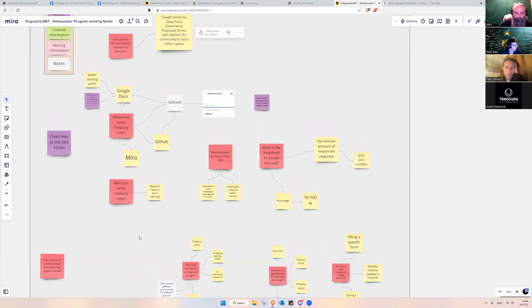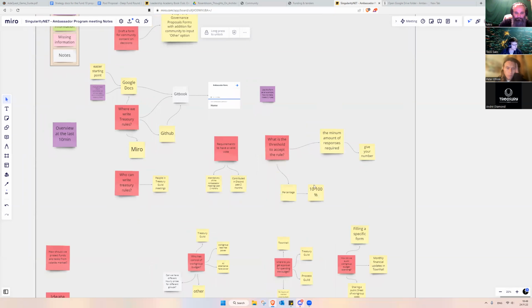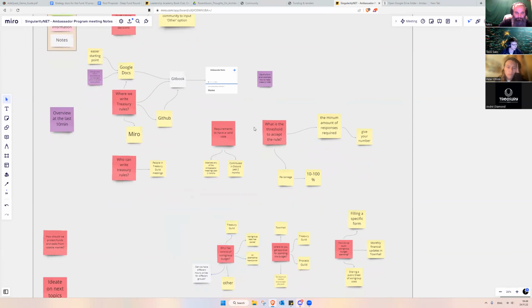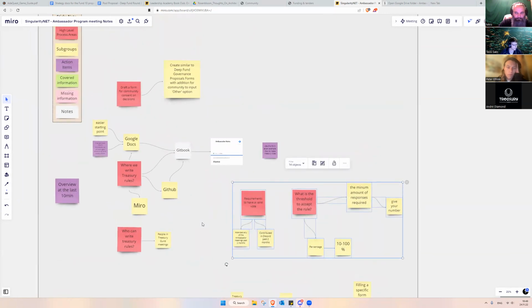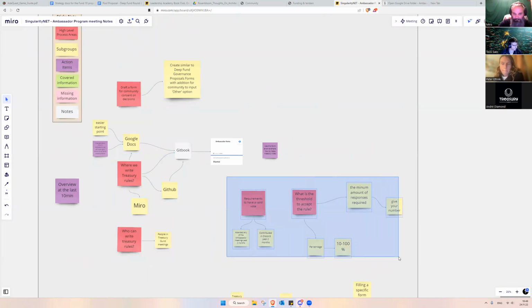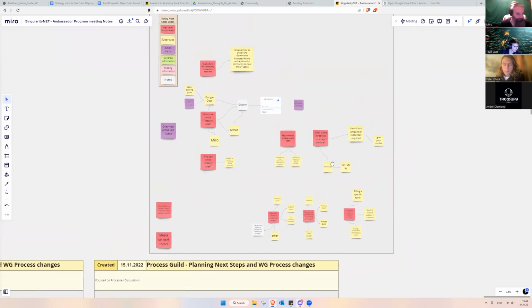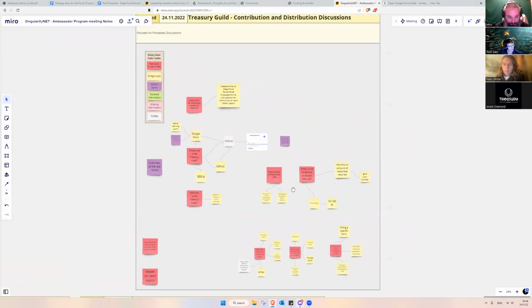So that's 6 different questions, 2 different forms right now. So all of them in one form, or maybe we split even this into 2. One is where we write treasury rules and who can write treasury rules. And then another one is requirements to have a valid vote and what the threshold is to accept the rule. So it's like 3 different things. All of that sounds like Treasury Guild, well, Governance Guild stuff. But I'm not sure what the benefit would be for splitting it up.